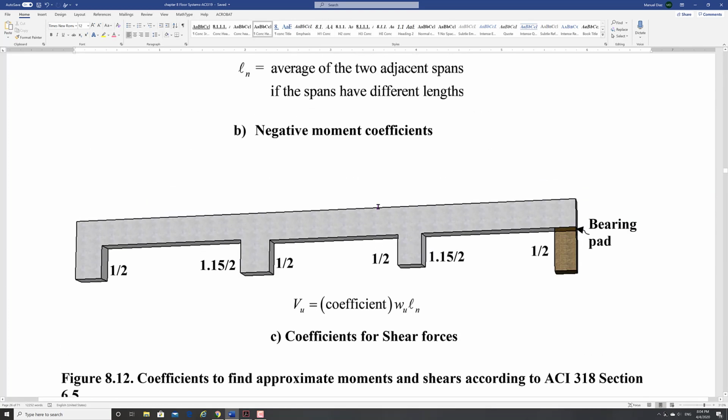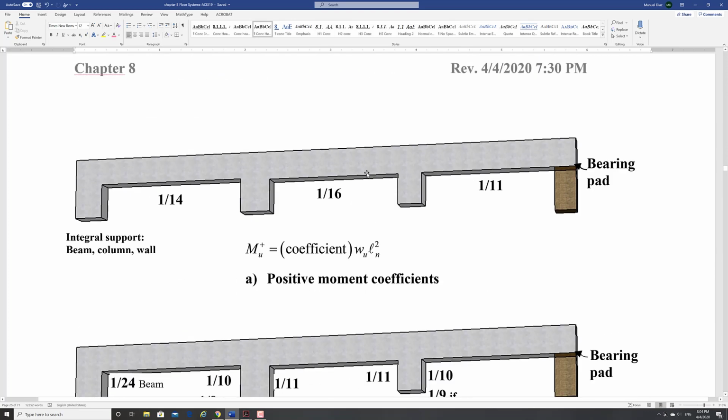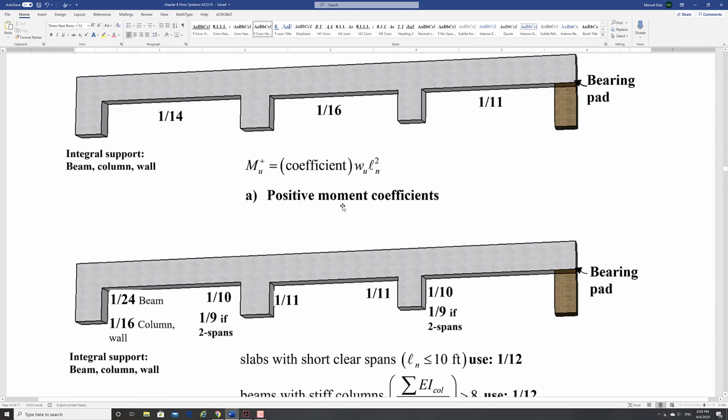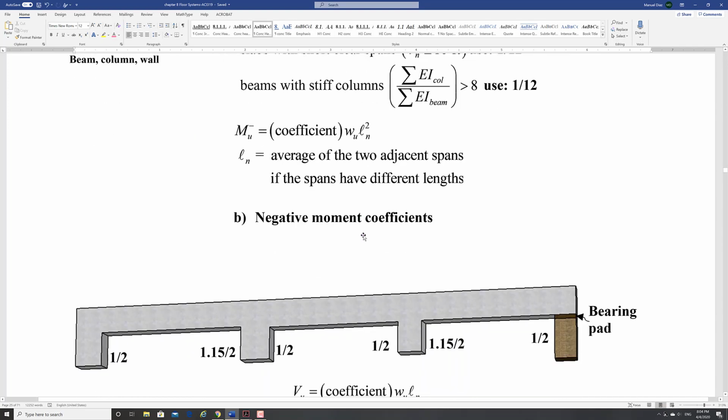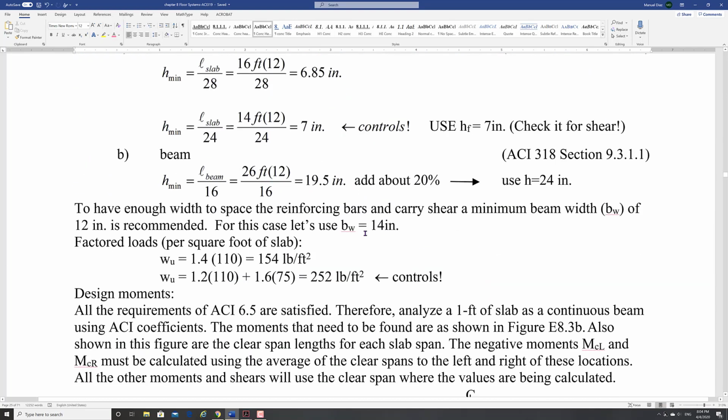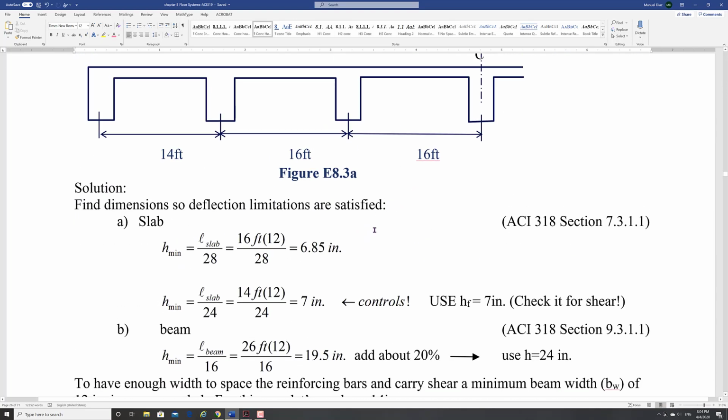So your beams have to use these coefficients too. Same thing. You cannot use the WL squared over 8. All right, so we're going to size our slab. We have different spans. In your case, you have only one span, so it would be easier, but here I have different spans.